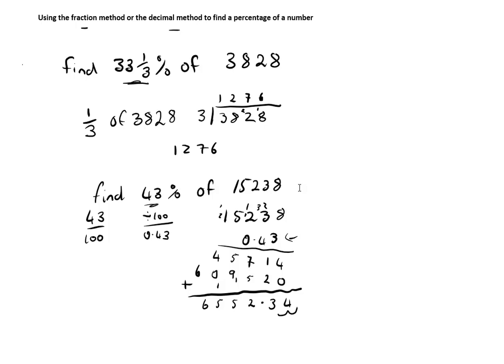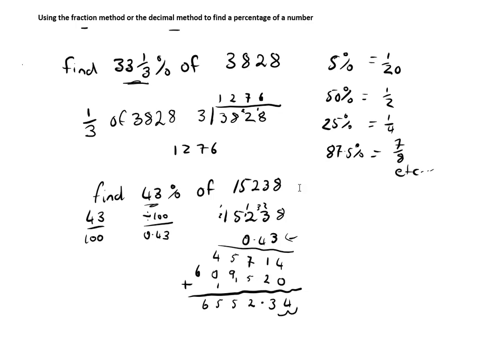And that's just a common way of thinking about when to use the fraction or decimal method. So if they're the common fractions, such as 5%, which is 1/20th, 50%, which is a half, 25%, which is a quarter, and 87.5%, which is 7/8, and so on, in those cases then it's generally better to use the fraction method.